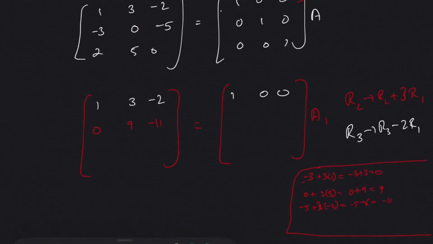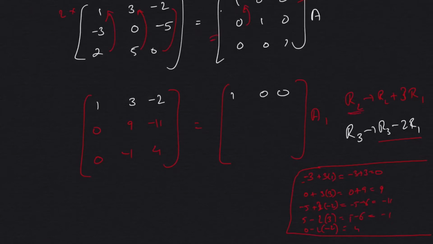So next, again, R3 minus 2 times R1, so 2 minus 2, that will be 0. 5 minus 2 threes, that is 5 minus 2 into 3, that is 5 minus 6, that's of course going to be minus 1. 0 minus 2 minus 2, that will be 4. Proceeding with the same operations for this matrix also.